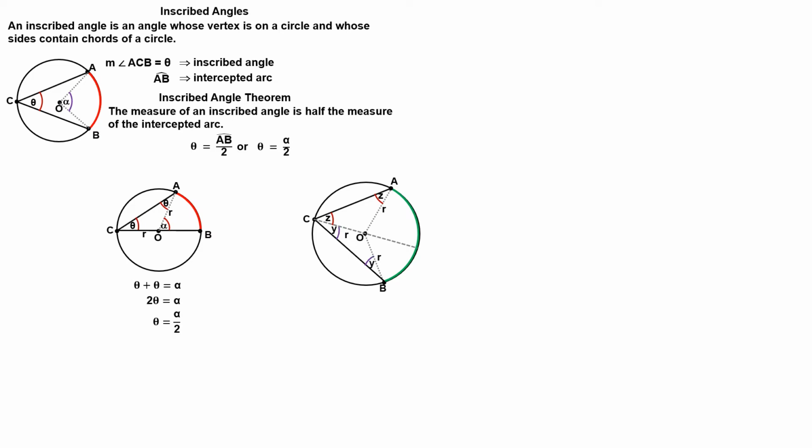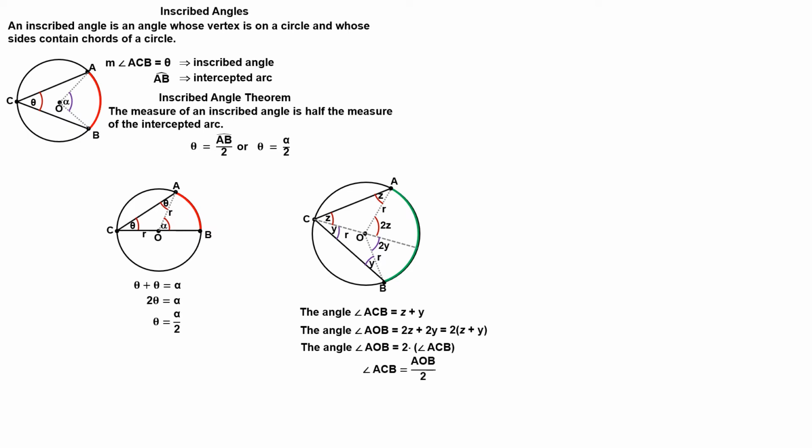We know that an exterior angle of a triangle is equal to the sum of the opposite interior angles. The central angle AOB is the sum of these two exterior angles. The angle ACB equals z plus y. The angle AOB equals 2z plus 2y. The angle AOB is 2 times the angle ACB. Therefore, the angle ACB is the angle AOB divided by 2, as required. We have completed our proof for the second case.